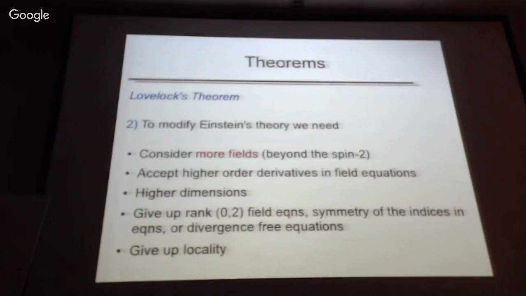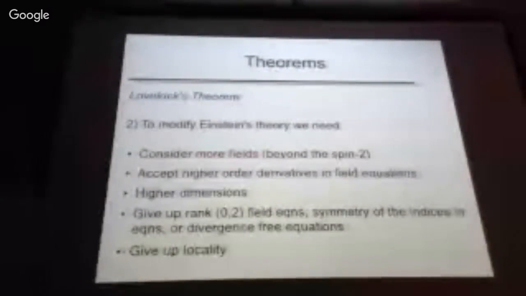Another implication is that if you want to modify Einstein equations, then you have to break some of the hypotheses of this theorem. So you have to either consider more fields. Apart from the metric, this spin 2, I have to put something else. Another possibility is to accept higher order derivatives. However, that usually tends to lead to instabilities and mathematical problems.